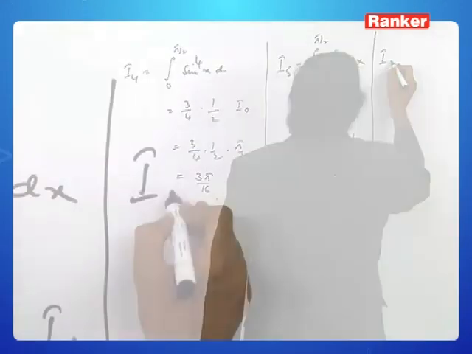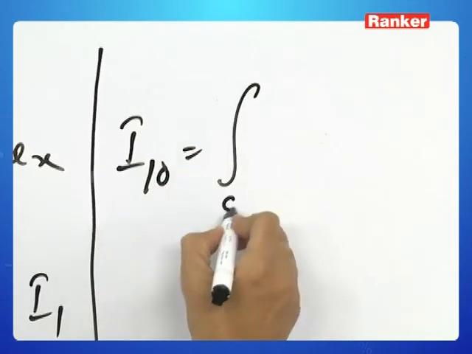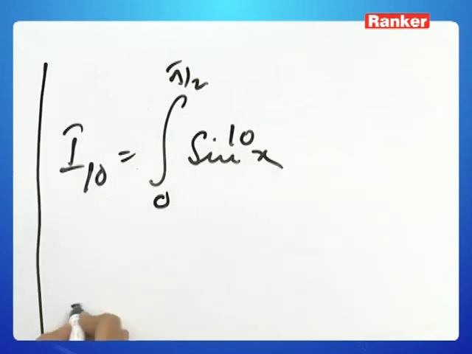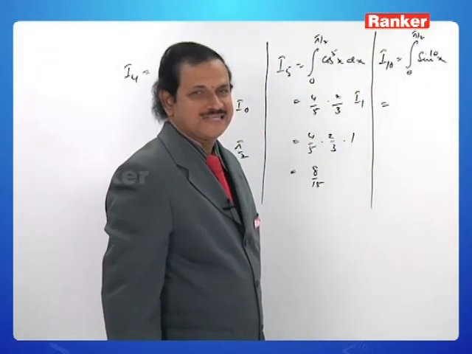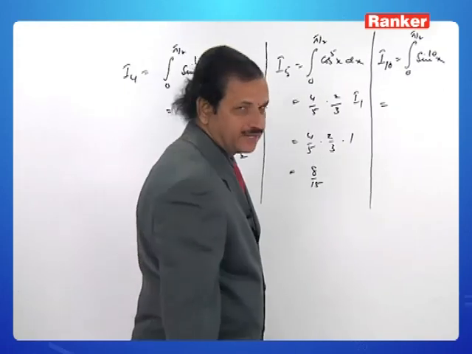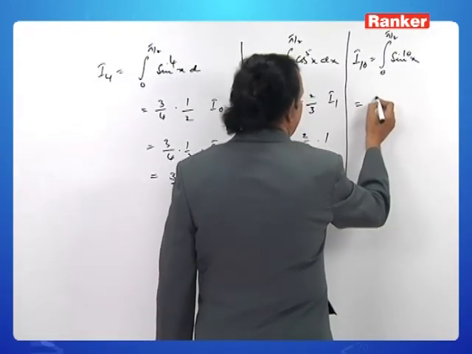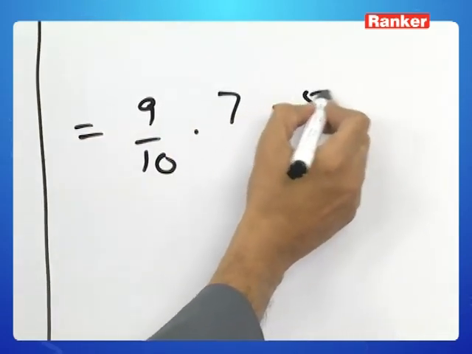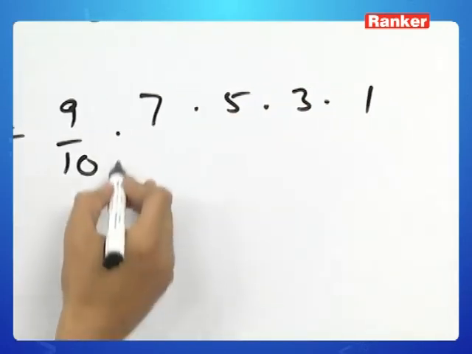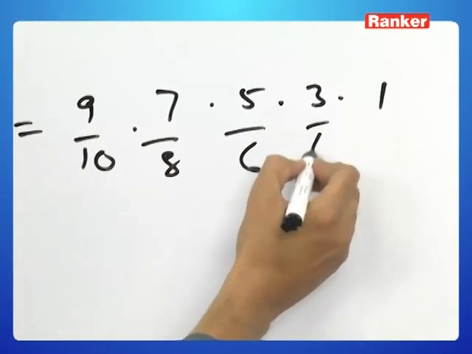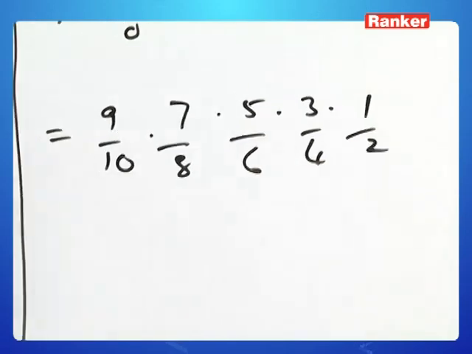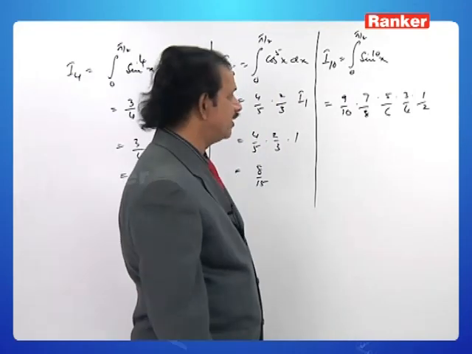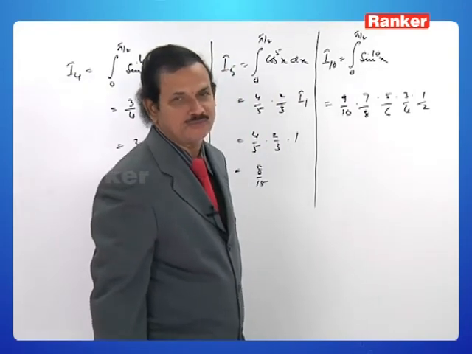One more. You consider I10 is equal to integral 0 to pi by 2 sine power 10x. What happens to the answer? What is n? 10. Starting step is n minus 1 by n. Come on, proceed. 9 by 10, 7, 5, 3, 1. Stop. 8, 6, 4, 2, stop. You cannot still decrease another 2 because in the numerator it becomes negative and in the denominator it becomes 0. So it's not possible.